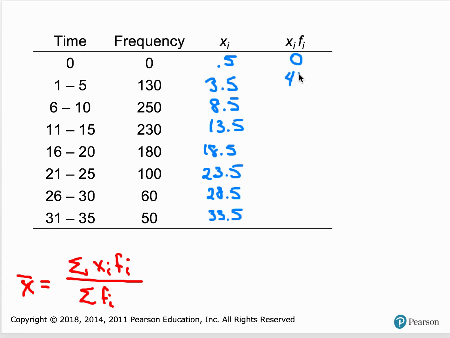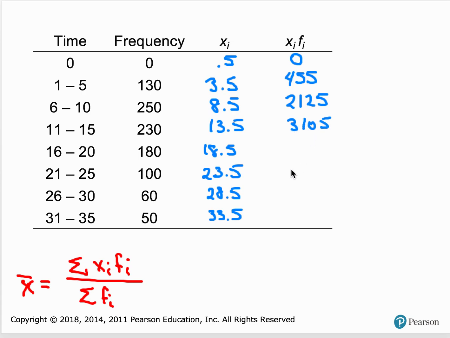455. Multiply 250 times 8.5: 2125. Multiply 230 times 13.5: 3105.